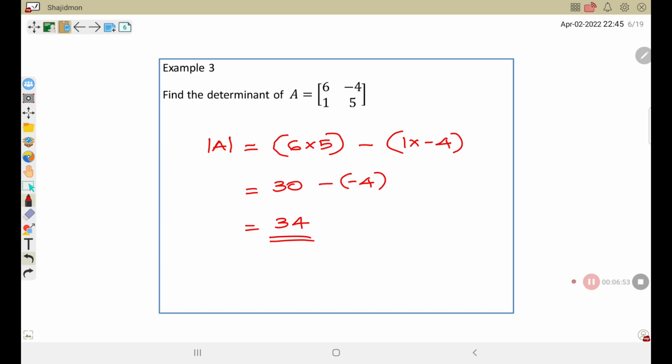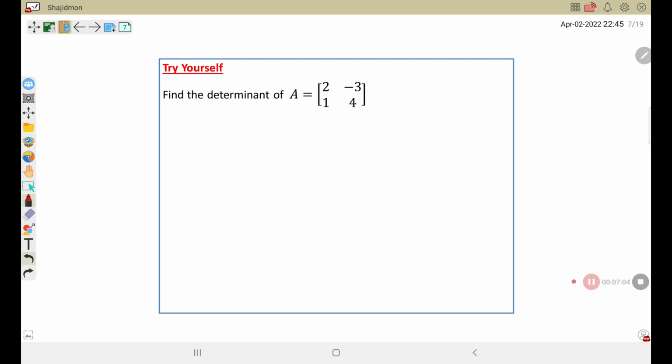Okay, I hope this example also clears that up. So finding the determinant of a 2 by 2 matrix is easy. Okay, just do it like this. Now you can try this question yourself. Okay, just find the determinant.